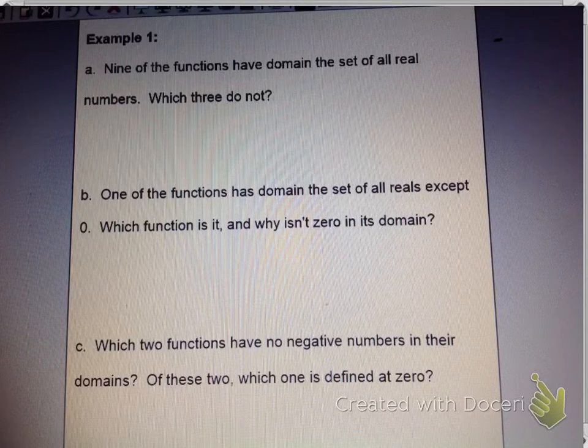Alright, example 1 and example 2. This is what I want you to do on your own. In example 1, you're going to be dealing with finding the domain. These examples are just taking what we went over with the parent functions, looking at the graphs, and applying the concepts from 1 to, looking at domain, looking for continuity and boundedness and all that good stuff. So I think it's a good review for you to do on your own. When you come into class, first thing tomorrow we're going to put these answers up on the board.